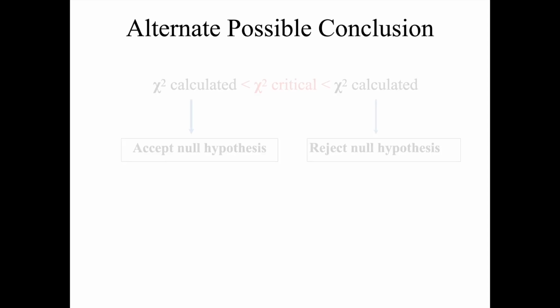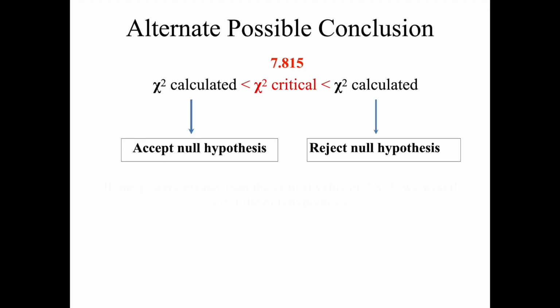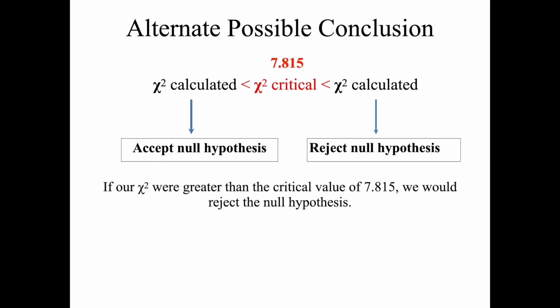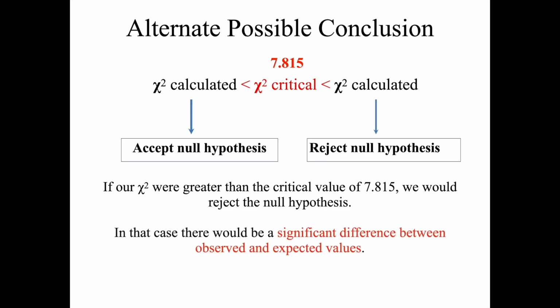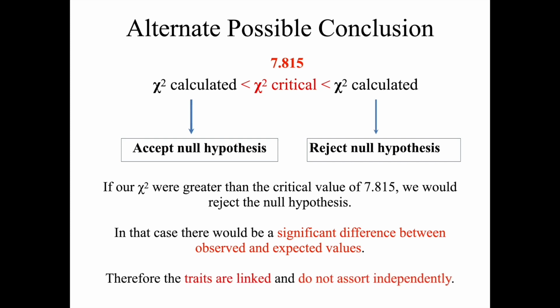Alternatively, it's worth considering this. If you had a situation where your calculated value is greater than the critical value, then we would reject the null hypothesis. If we reject the null hypothesis, then we would be saying there is a significant difference between observed and expected values. And if there is a significant difference, then the traits that we are observing are linked as opposed to unlinked. And if they're linked, that means that they're contained on the same chromosome and so do not assort independently.